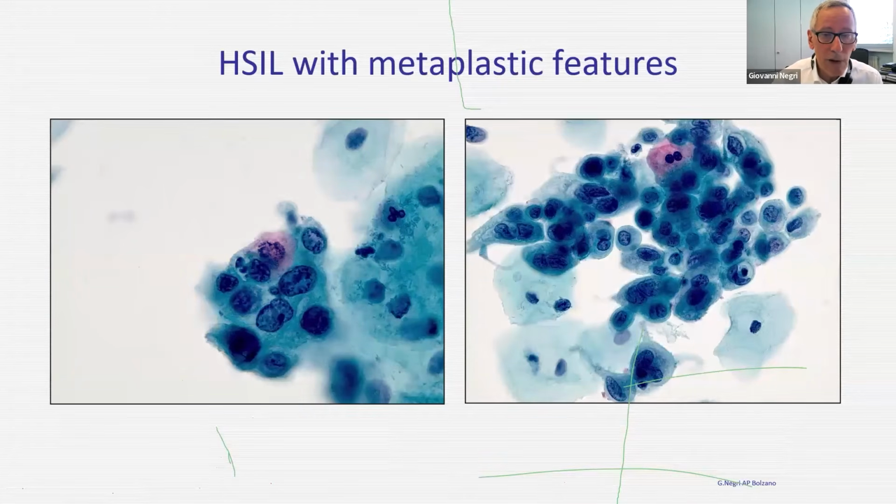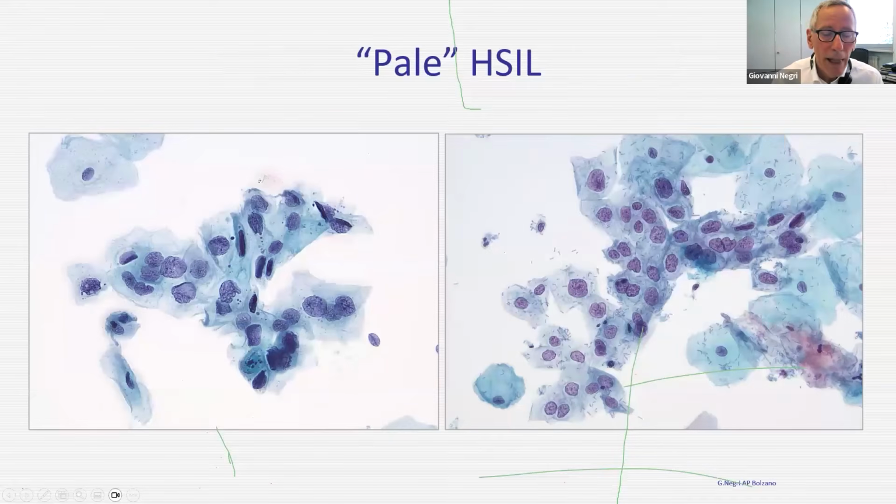Of course, never forget that in some cases you may see high-grade cells with metaplastic features, dense cytoplasm, as in that case, but your diagnosis is going to be made on the nuclei, which are really atypical, very irregular nuclei. So again, a high-grade in that case with metaplastic features. Another particular case is the so-called pale high-grade. In that case, usually these are moderate dysplasia cases with a relatively high amount of cytoplasm.